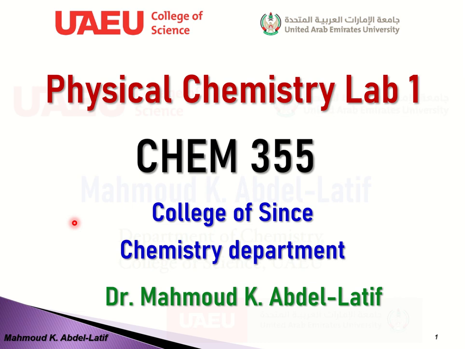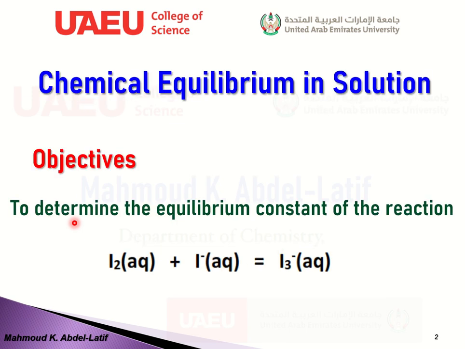Today, inshallah, we are going to discuss experiment number 9, which is entitled Chemical Equilibrium in Solution. Our objective for today is to determine the equilibrium constant for the reaction of molecular iodine plus potassium iodide to produce the tri-iodide complex. Once you add iodine and iodide together, after some time you reach equilibrium between these and tri-iodide.